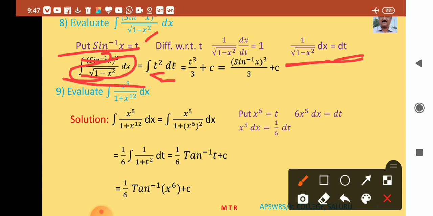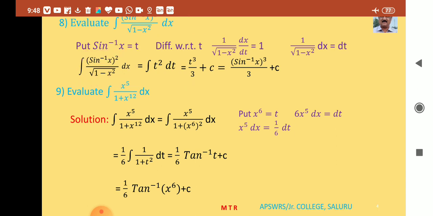So integral t square is t cube by 3. Add 1 to the power of t, that is 2 plus 1, 3 by 3 plus c. Integral x power n dx is equal to x power n plus 1 by n plus 1 plus c. That is t cube by 3 plus c. Lastly substitute t. Here what is t? Yes, t is equal to sin inverse x. So this is sin inverse x whole cube by 3 plus c.